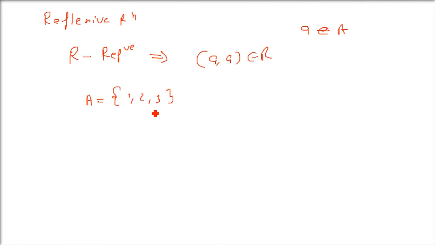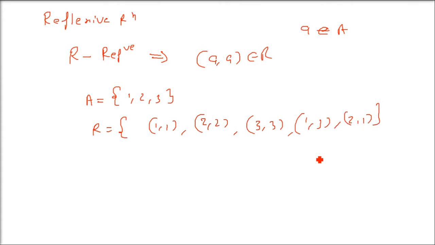This is 1 comma 2 comma 3, our set. Now you have to tell me whether this relation is reflexive or not on set A, 1 2 3. Relations are nothing but ordered pairs: 1 1, 2 2, 3 3, 1 3, 2 comma 1. Is it a reflexive relation?